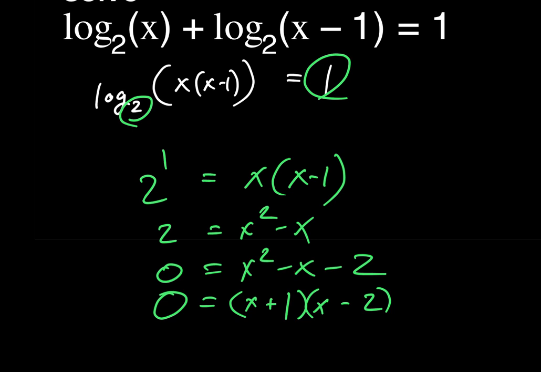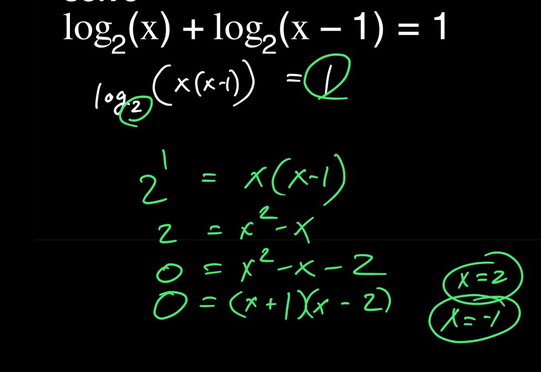Then lastly, I need to identify my answers. X equals 2, because if I put 2 in here, 2 minus 2 is 0. 0 times something is 0. X equals -1. Put -1 in here. -1 plus 1 is 0. 0 times something is 0. So these are my two answers up here.